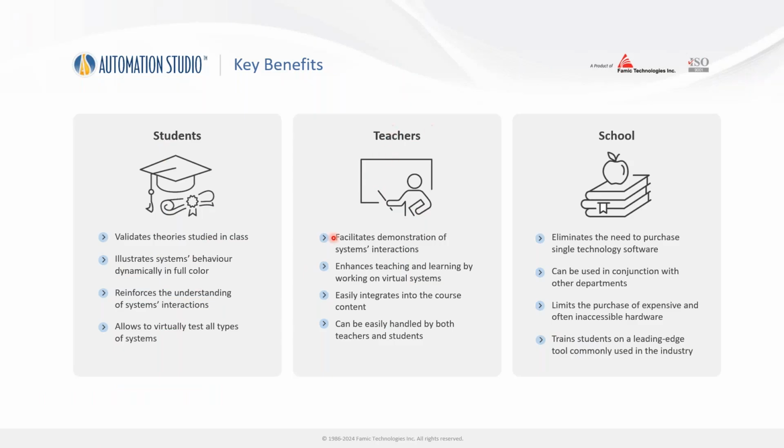Now, when it comes to teachers, they can basically facilitate the demonstration of systems interaction, which helps students understand the critical concepts in a much more lucid fashion. When it comes to schools, they can eliminate the need to purchase single technology software, as Automation Studio is a multi-technology software. So schools need not run behind a software for the mechanical engineering department, for the electrical engineering department, for robotics, for instrumentation. No, there is no need as such. Automation Studio software suffices these many criticalities.